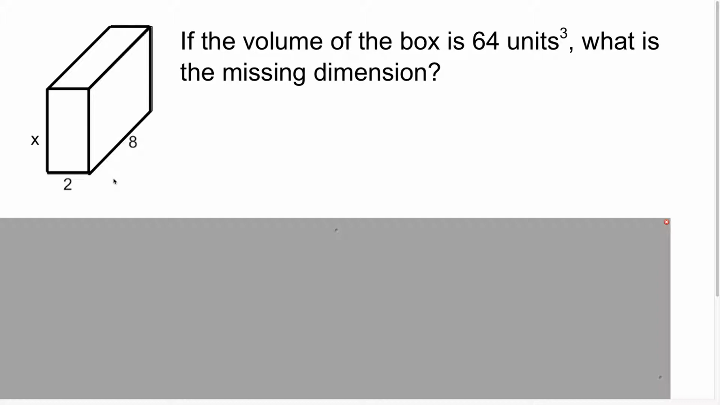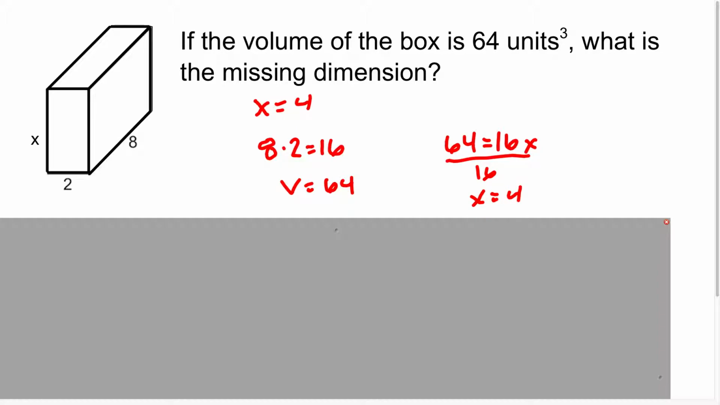Nice. I got a good little group of hands here. Let's hear from Cole today. What's your reasoning? I said x is equal to 4. That's because 8 times 2 is 16, and we know the volume is 64. So 64 equals 16x, which then you just divide both sides by 16, because volume is length times width times height. So you multiplied the two numbers together to get 16, and then divided that volume by 16, and that's going to be my missing one.